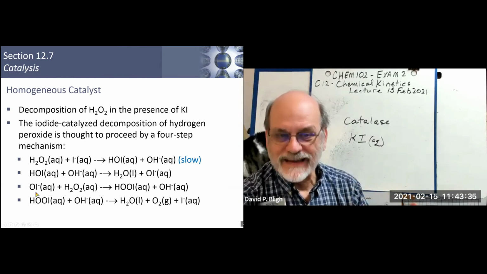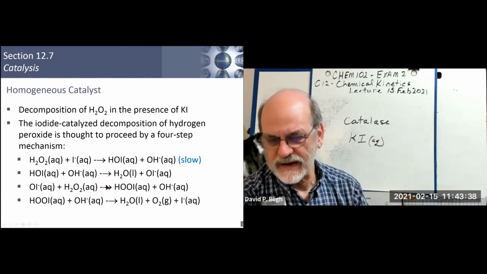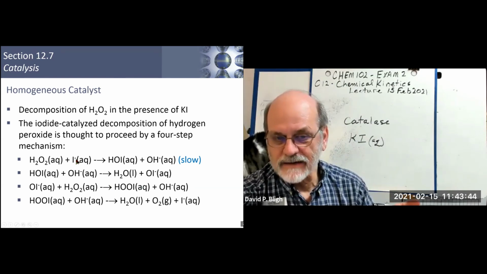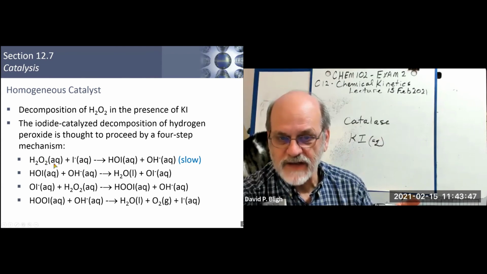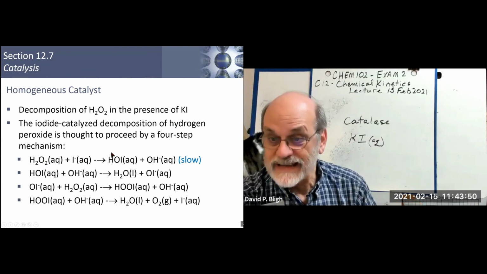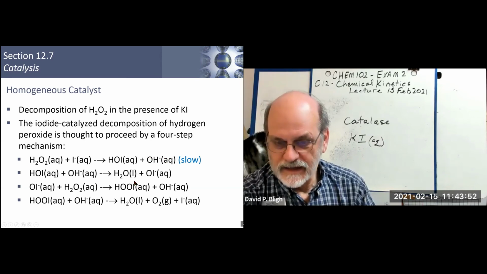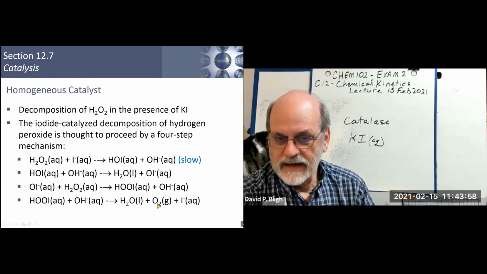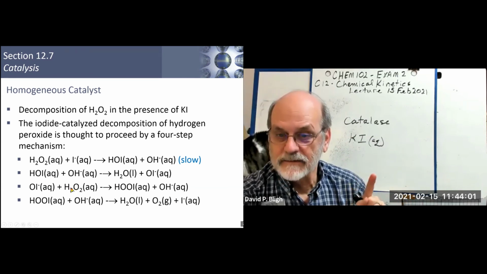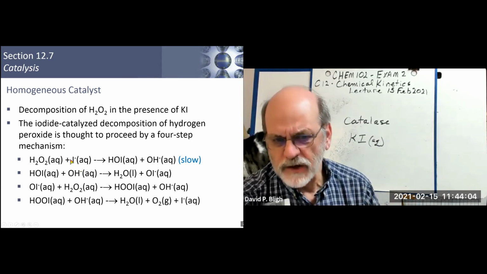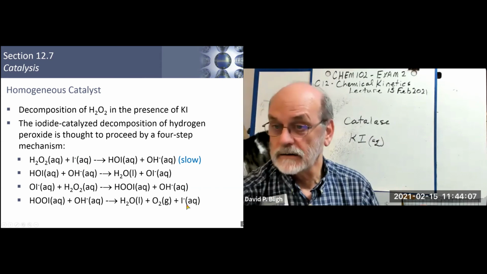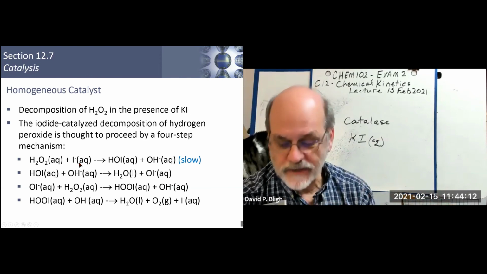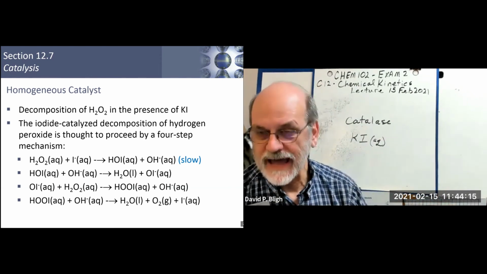And it did so by this mechanism right here. We're not going to go through this mechanism. It's just to show you that the first step was the slow step. This iodide ion combines with hydrogen peroxide to produce this other intermediate and hydroxyls. And eventually you get down to the product, water and oxygen. And everything else cancels out except for the iodine. Well, the iodine does cancel too, but you put it in here and it comes out there. That shows you it's a catalyst. If it comes in one side and goes out the other, then you got a catalyst.